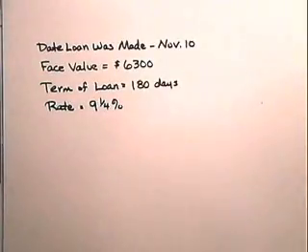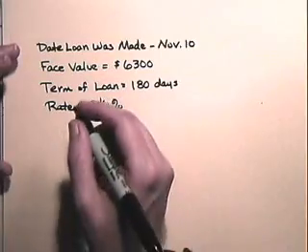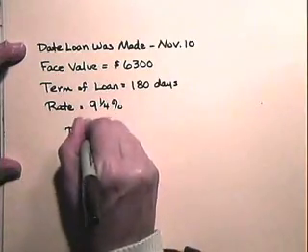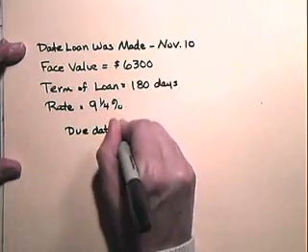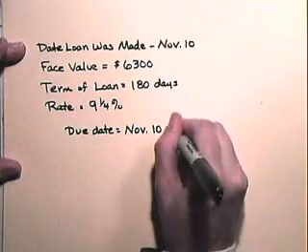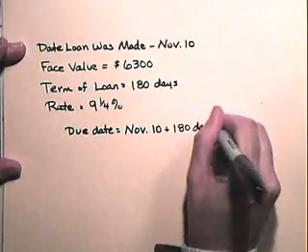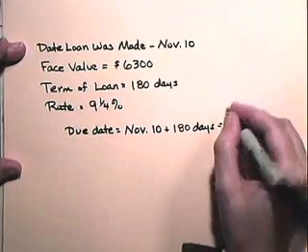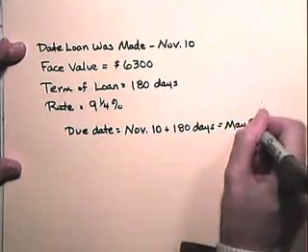Now let's find the due date, interest, and maturity value, assuming ordinary interest, with this note. The note was made on November 10th. The face value was $6,300. The term of the loan was 180 days, and the rate 9 1/4%. So, first thing we need to do is find the due date. So the due date is November 10th plus 180 days, which we can do using our table, and we find that the due date is May 9th.